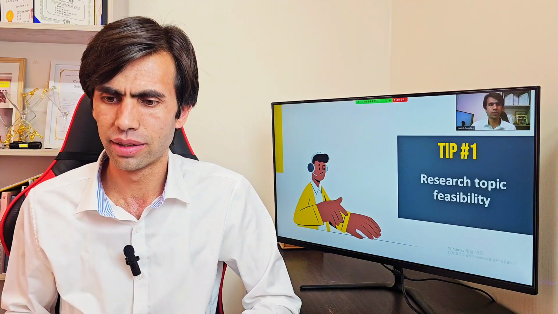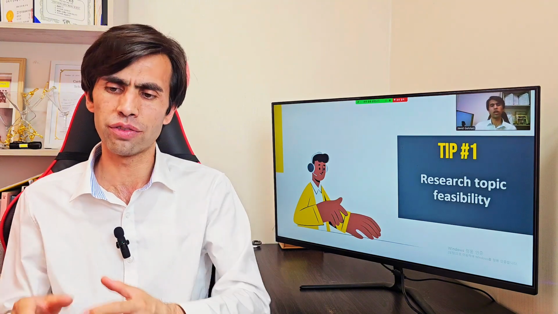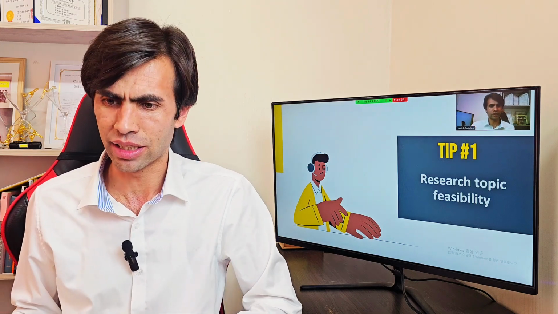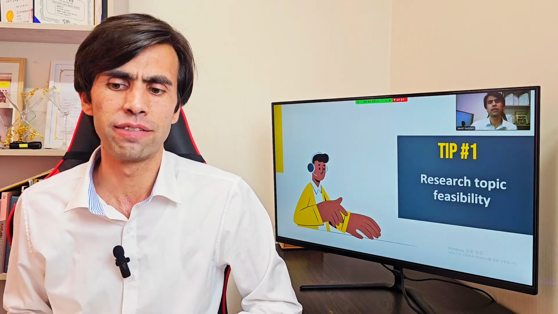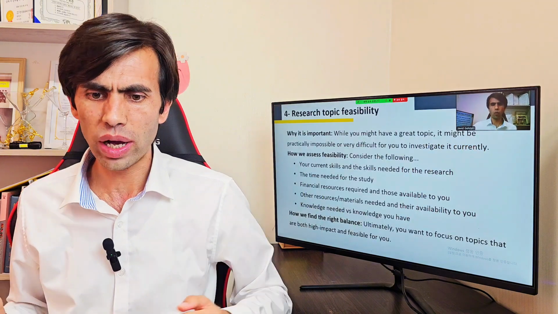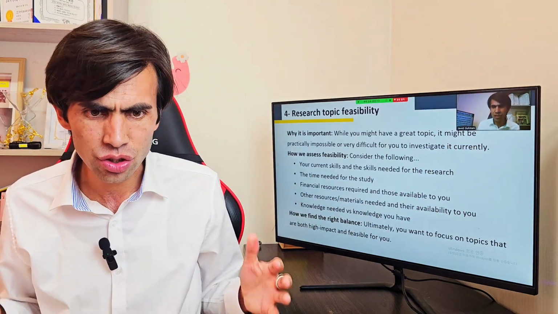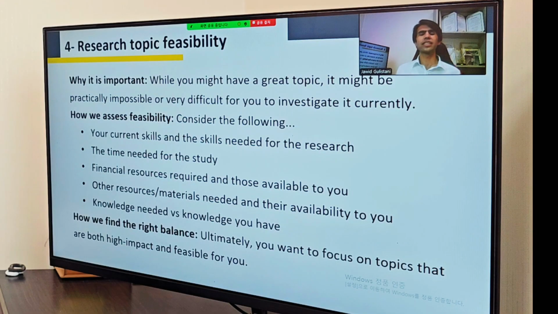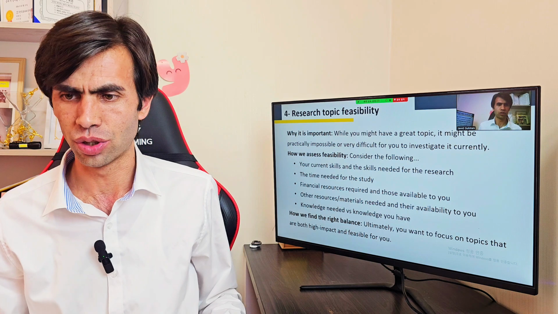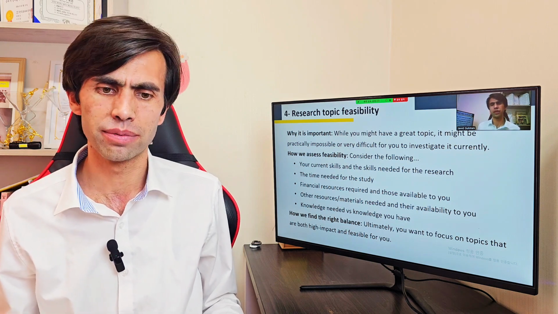And the fourth one, sorry for the numbering here, this is tip number 4, which is research topic feasibility. When we are thinking about a research topic, we need to answer why this research is important. While you might have a great topic, it might be practically impossible or very difficult for you to investigate it currently. So your research idea should be feasible.